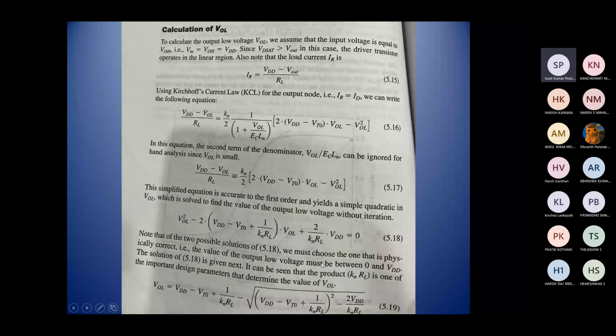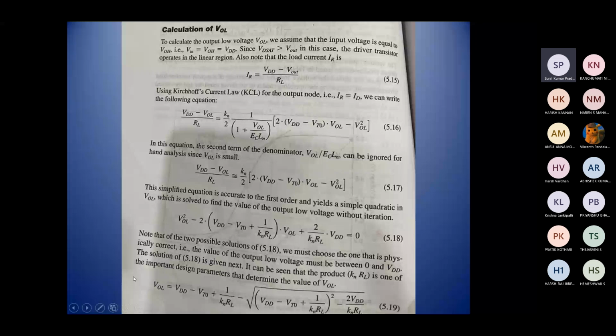Now it can be seen that the product KnRL is one of the important design parameters that determine the value of VOL. So finally, we get this VOL value, which is our output low voltage: the supply voltage VDD minus the threshold voltage plus 1 divided by KnRL, minus the square root of VDD minus VT0 plus 1 divided by KnRL, whole squared, minus 2 VDD divided by KnRL. So this is the calculation of the output low voltage.